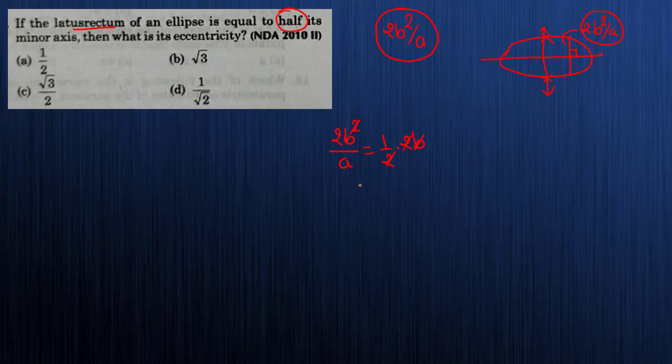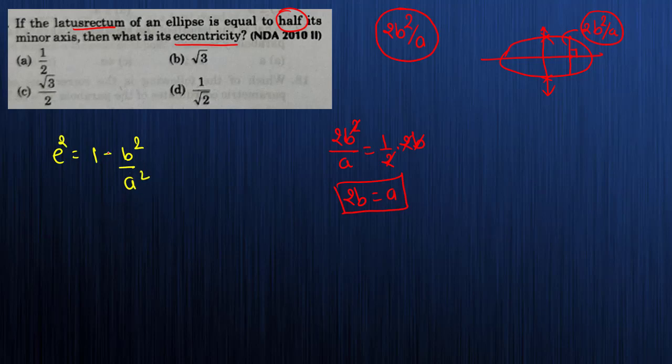So what you will be having is b is equals to a by 2, or we'll simplify it as like this. So it is 2b is equals to a. So this is the relation we have in between b and a. So a is equals to 2 times of b. Then what is the eccentricity they are asking? So you have the value of a, b, and we can find out e easily. So e square is equals to 1 minus b square by a square.